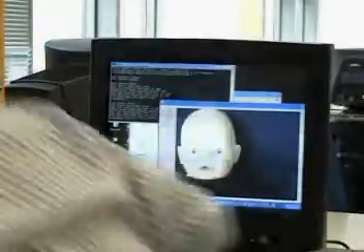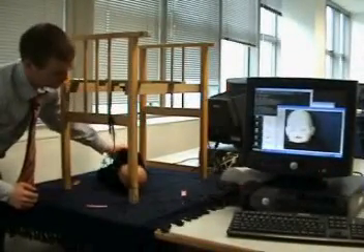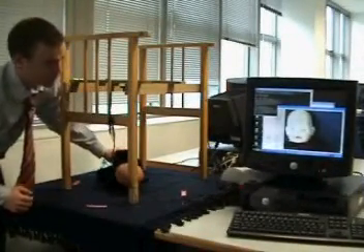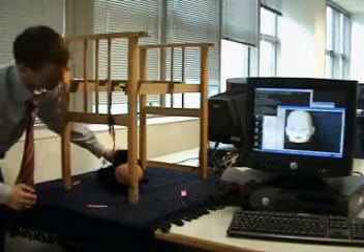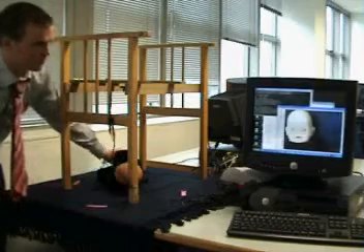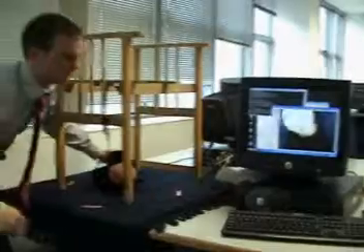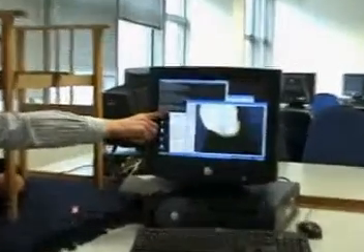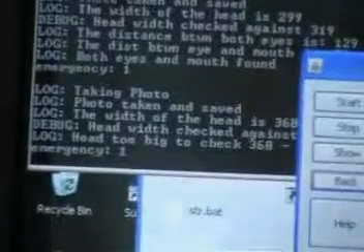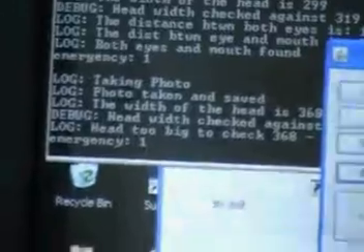Okay, so if I move you around, the log is telling me here that the head is too big to check. I know the baby is turned over, so it doesn't bother checking. Now the baby turns over again, face down into a dangerous position.